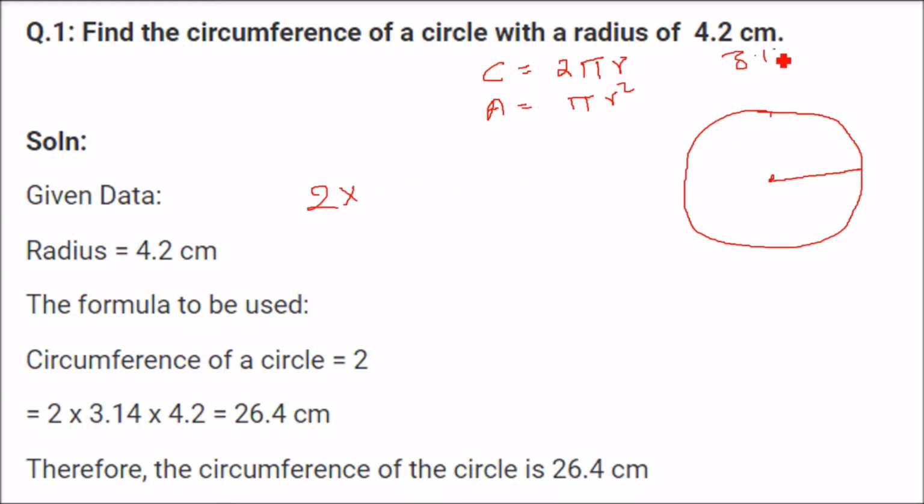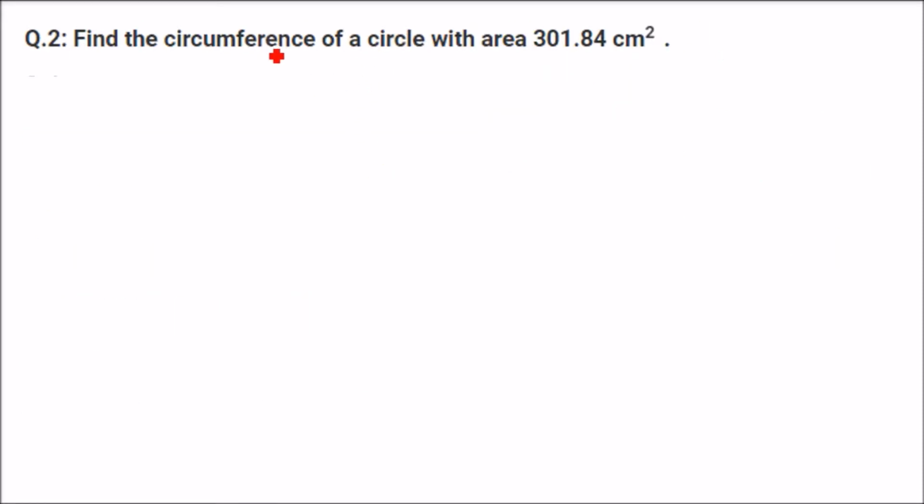So pi, we'll use it as 3.14. This is a standard value. It's 3.14 into, and then r. R is what? 4.2 is the radius. So 4.2. When you calculate it, it will come to be 26.4 centimeter.